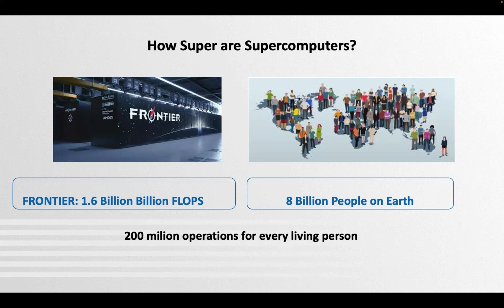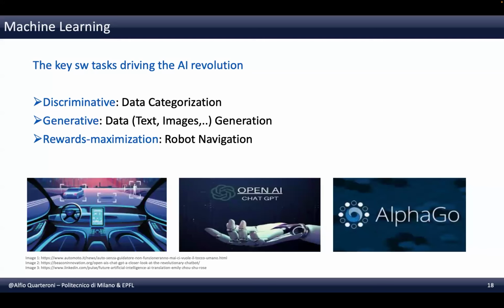So you have 8 billion people on Earth, and you ask each of them to perform 200 million operations per second. So this is the power of this supercomputer. Of course, not all the training of neural networks is carried out on the Frontier, but this gives you an idea of the actual trend. Actually, we can add that Google just ordered the first 4 nuclear reactors for their data center.